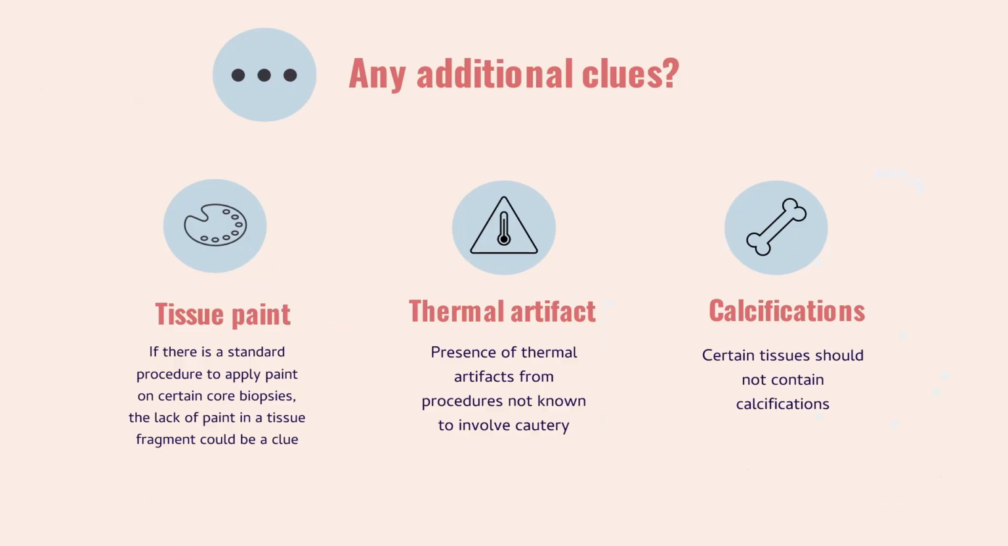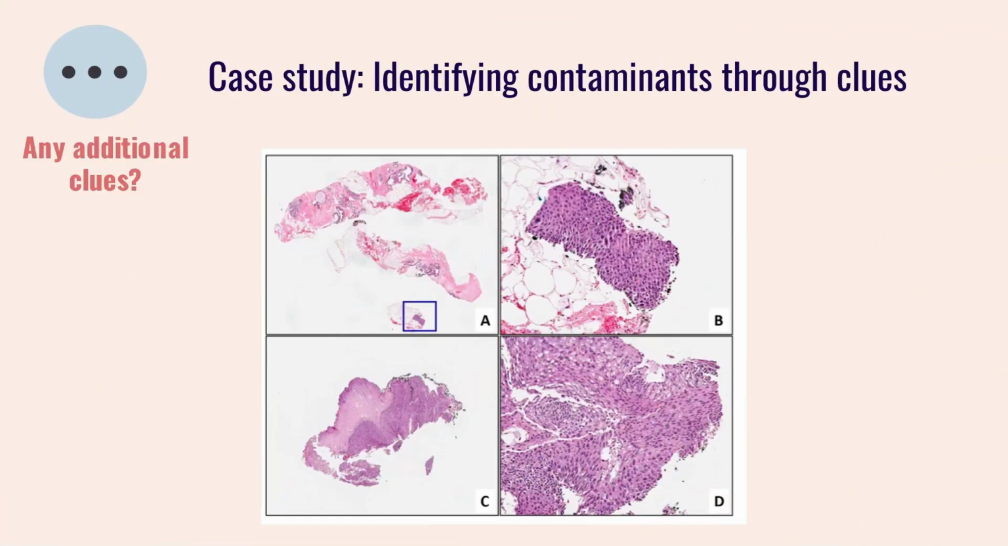More clues that can assist one in investigating contaminants include presence of tissue paint, thermal artifacts, or calcifications. For example, if there is a standard procedure in the lab to apply paint on certain core biopsies, the lack of paint in a tissue fragment could be a clue. Likewise, presence of thermal artifacts from procedures not known to involve cautery, or finding calcifications in certain tissues not known to contain them, should also raise alarm. Let's look at how one can apply this in a case scenario.